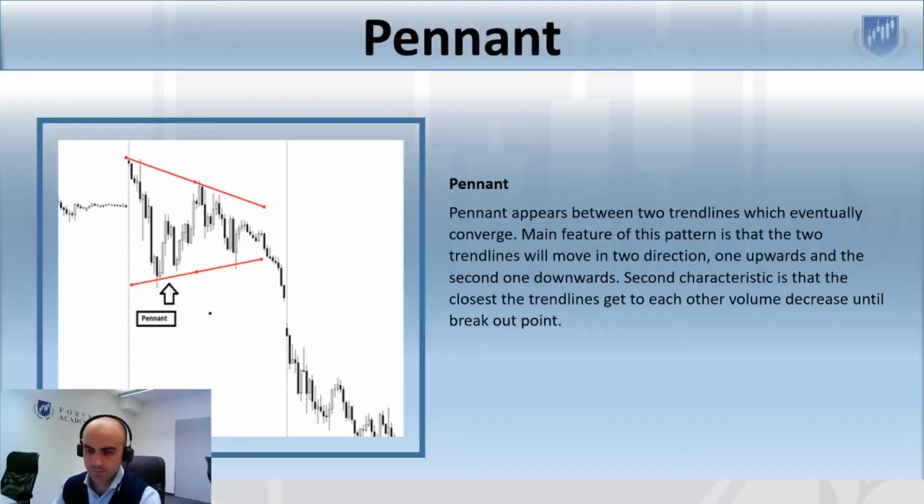Let's move on. Starting with the continuation family, I would like to start talking about the pennant. The pennant appears between two trend lines which are trying to converge. The main characteristic is that the two trend lines have different directions, and the more they converge, the more the volume is decreasing, until the breakout point when we want to enter the market and gain that earnings. But let's move on to the real chart, and I'll show you how it's constructed on a real currency pair.